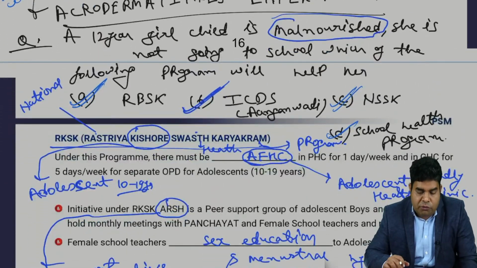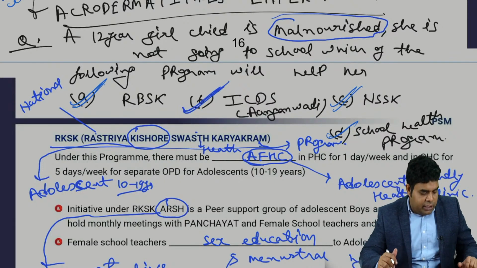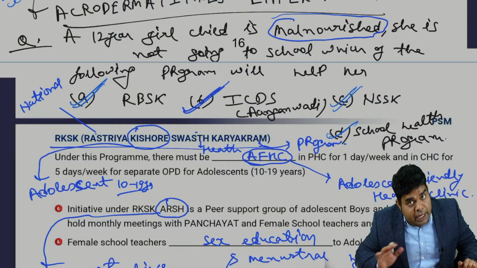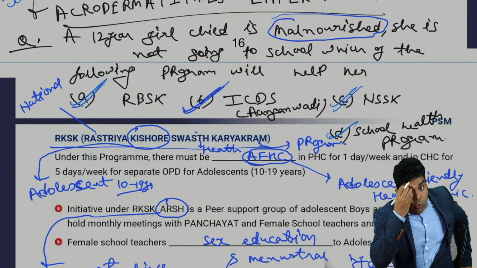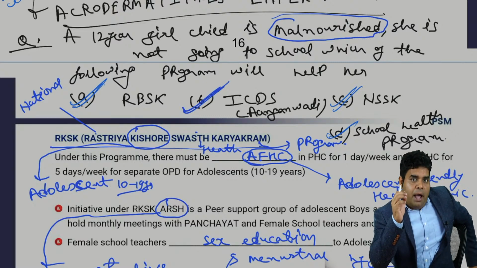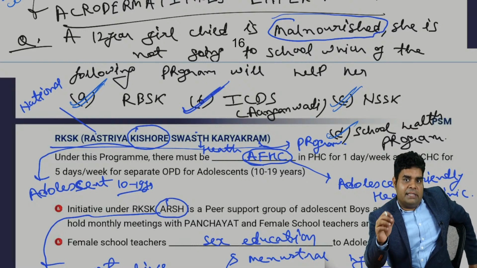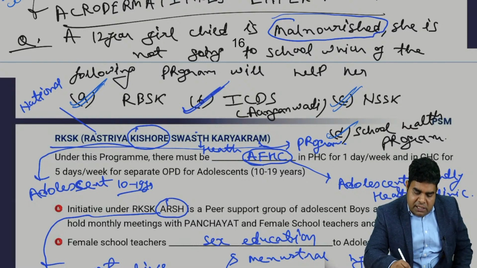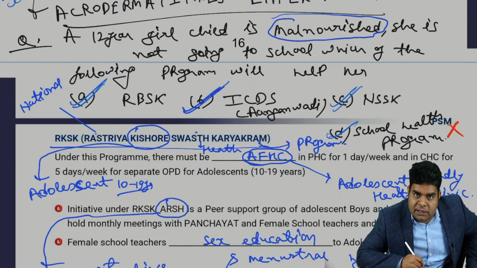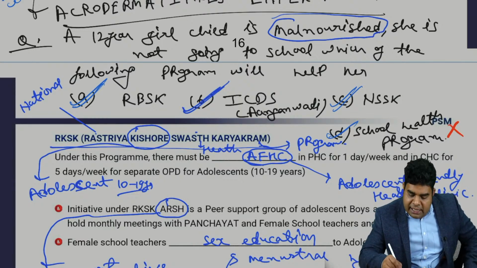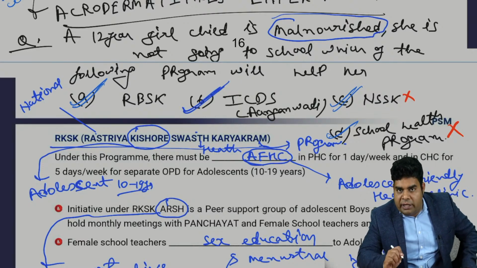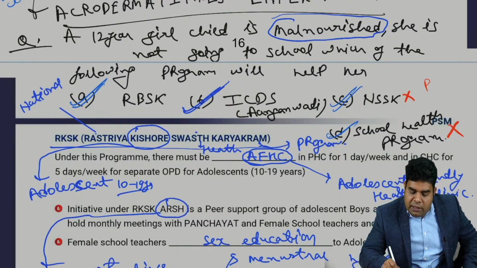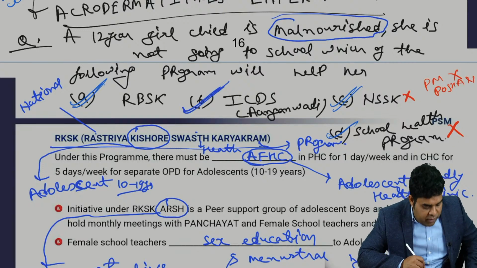Now they can ask a tricky question from you, and they have already asked this question, that a 12-year-old girl is malnourished. Listen to this carefully. She is not going to school. Which following program will help us? RBSK, ICDS, NSSK, or a school health program? So if she is not going to school, school health program can never help her. NSSK is for neonates, it will also not help her. If they write midday meal, that will also not help her. If they write PM Poshan, which is the same as midday meal, it will also not help her. So which program will help her?